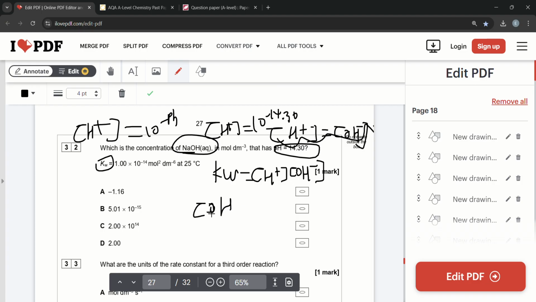[OH-] is Kw, 1.00 times 10 to the power minus 14, divided by the concentration of H+, 10 to the power minus 14.30, and that will give me 2.00. Therefore the answer is D.